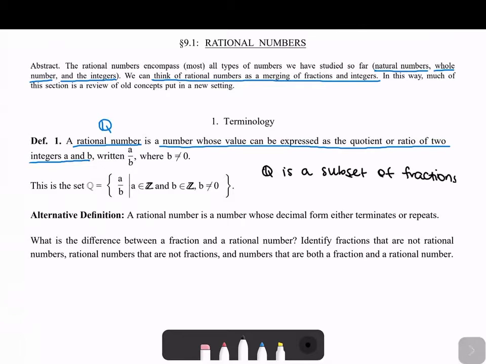Okay, so we have an alternative definition that we can use to talk about rational numbers. A rational number is a number whose decimal form either terminates or repeats. So remember that a fraction has a terminating decimal if the denominator only has prime factorizations that have prime factors 2 and 5, right? And that's because we can always change that denominator by multiplying by powers of 2 or 5 to have a denominator that's a power of 10.